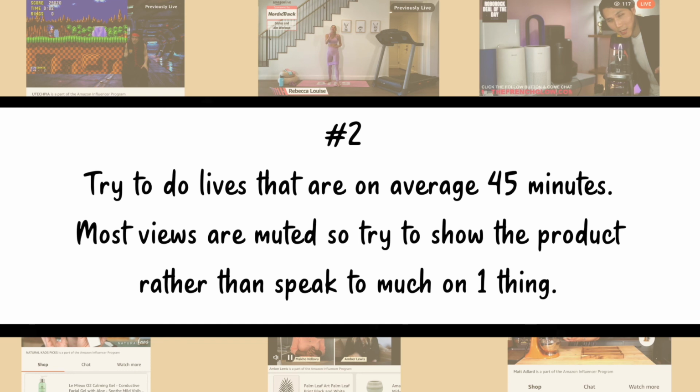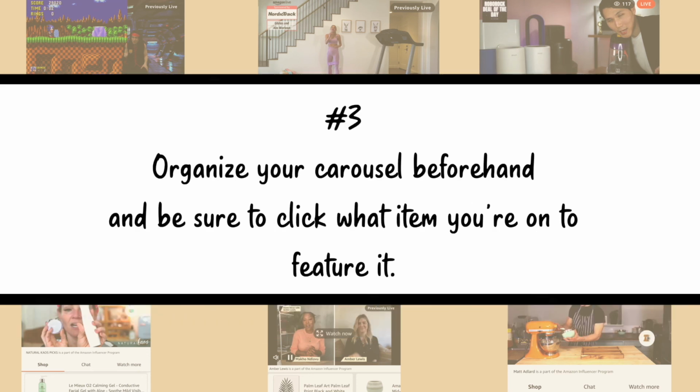So you want to try to do lives that are on average 45 minutes because this is what Amazon recommends. And also most views are actually muted. So you want to make sure that you are not taking so long to explain about a certain product. Try to show products a lot to get people's interest to unmute your video and actually listen to what you're saying.